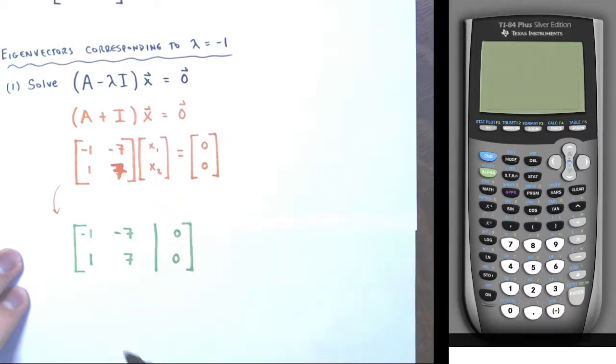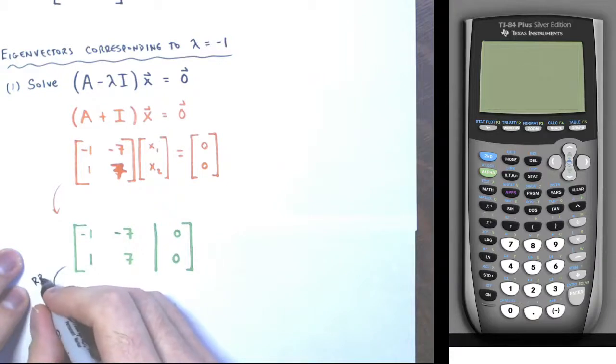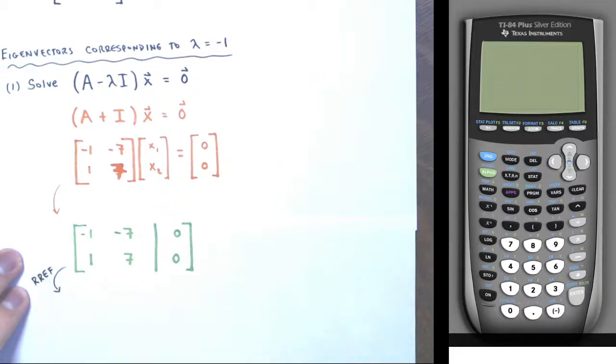All right, so I put this matrix into reduced row echelon form, which would be very simple in this case. You see how this first non-zero entry here, this pivot point, is -1. All I would need to do is add the first row to the second row, and that would make the second row entirely zeros.